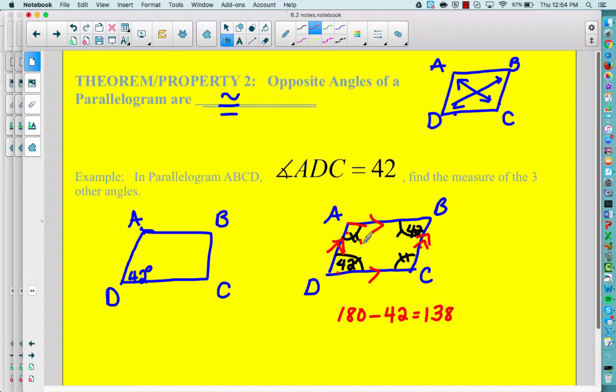So angle A is 138, and angles A and C, opposite angles in a parallelogram, are congruent, so that means that angle C is 138 degrees. Okay? All right, so we're going to do the next 2 examples in class tomorrow just to make sure everybody understands it. And now we're moving on to the next theorem.